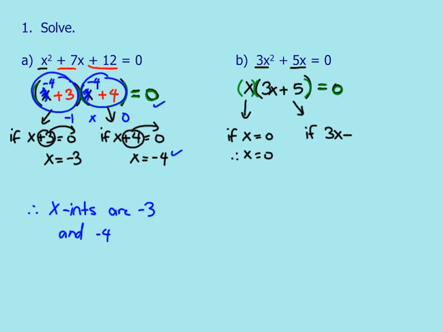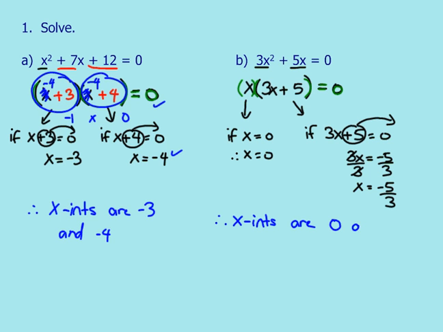If 3x plus 5 is equal to 0, well then let's solve for x. There's a couple things attached to it. We'll bring over the one that's least attached to it, so the one that's a little bit further away first. You get 3x equals negative 5, and then let's get rid of that 3. Divide both sides by 3, negative 5 over 3. Okay, so there you go. There are two x-intercepts again. So therefore, your x-intercepts are 0 and negative 5 over 3.